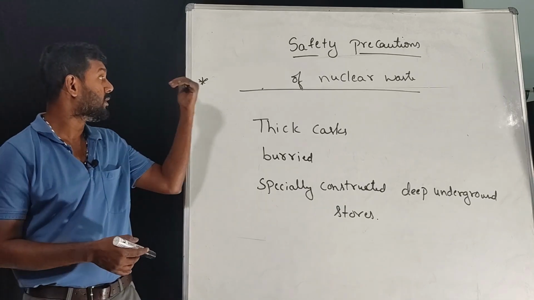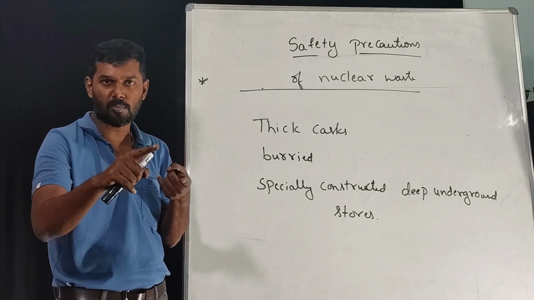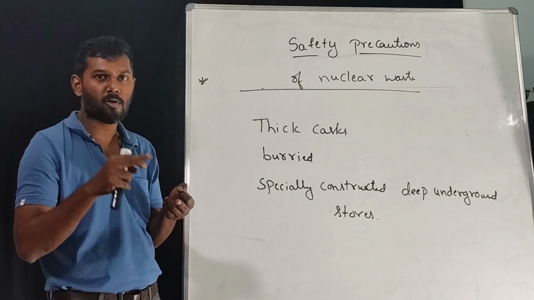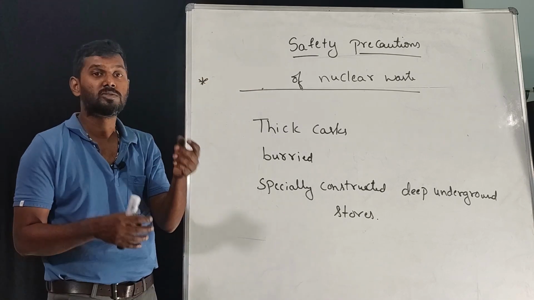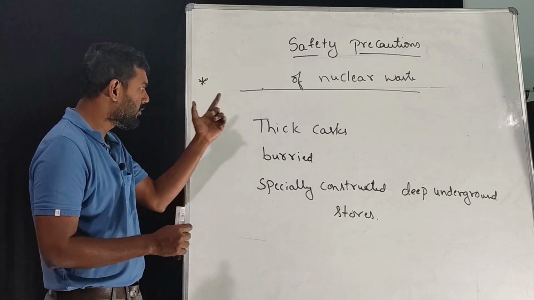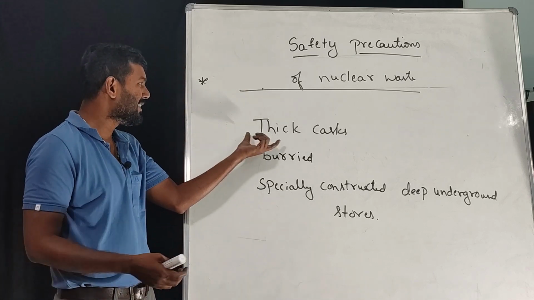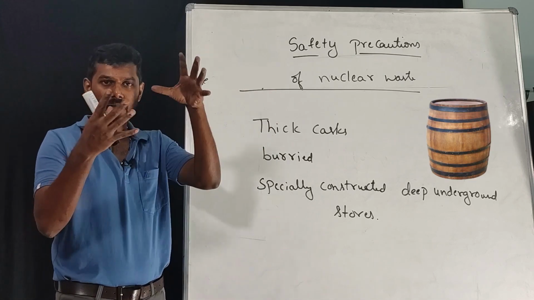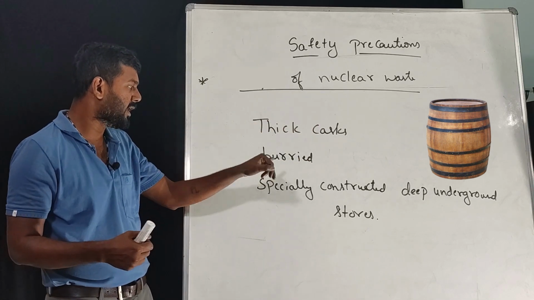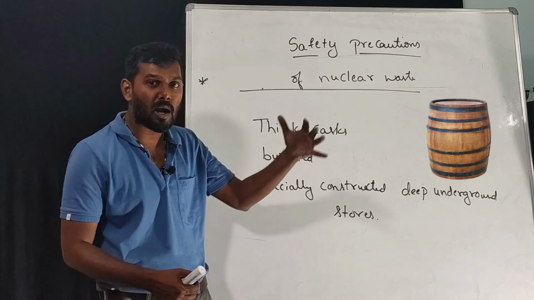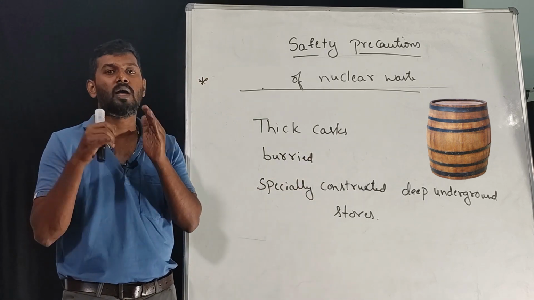Now we'll talk about the disposal. Initially we talked about establishing a power plant, and during the working of the power plant. Now we have to make sure the disposal is also very clean. How can we do that? The material should be placed in a thick cask. A cask is nothing but a huge drum, and it should be thick, and it should be buried in specially constructed deep underground stores, so that these radiations will not come out and harm us.